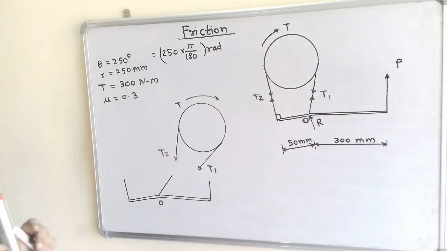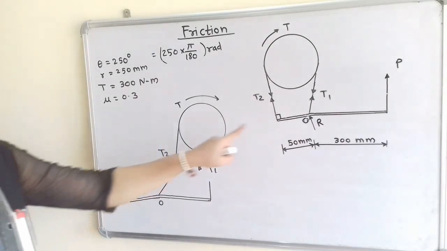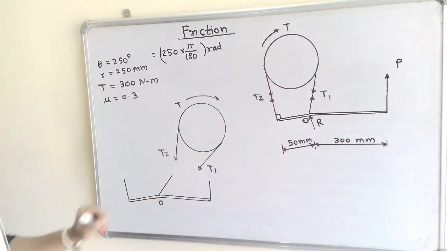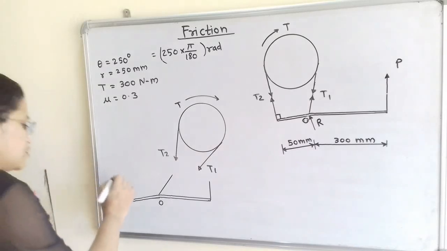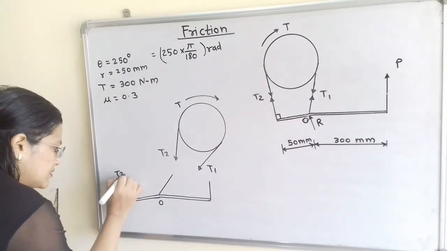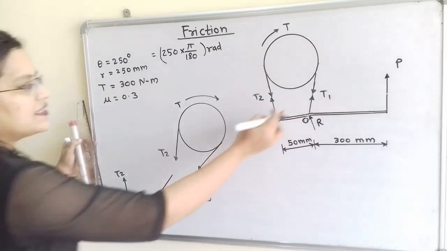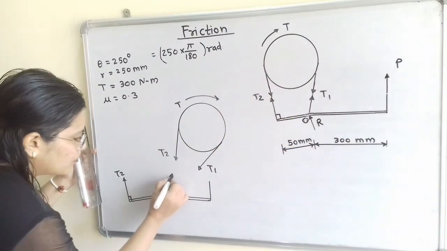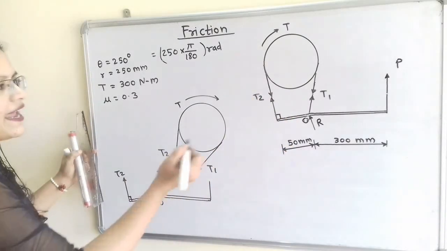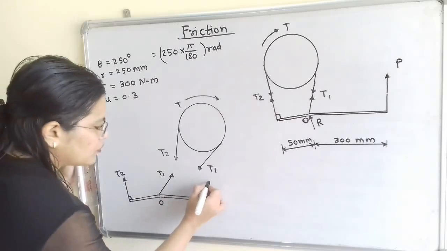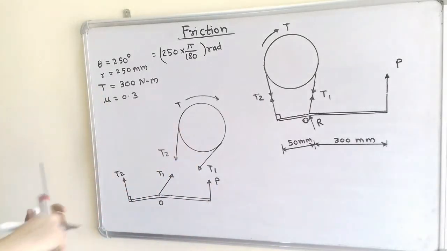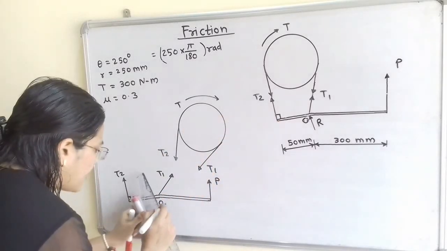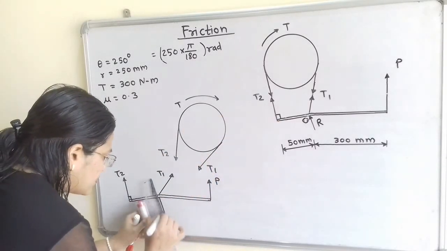Now we will move to the lever. So for the lever, this is the fixed part, here is the point O. So here a 90 degree angle is made, and here is the tension T2. So we have to show this end. Then here is the tension T1. So we have to show here the tension T1. And then the force P. So we have to show this force P in the upward direction. We have to also show this reaction R, which is mentioned in the question.